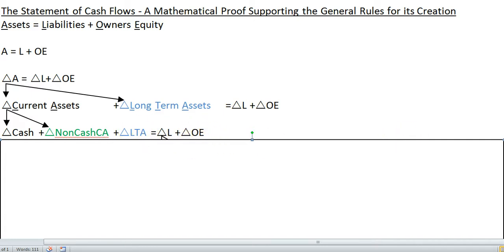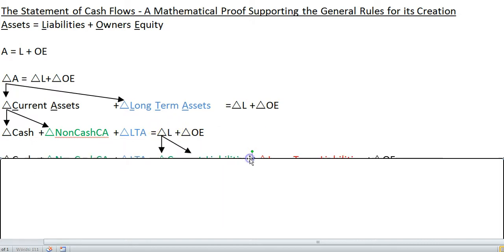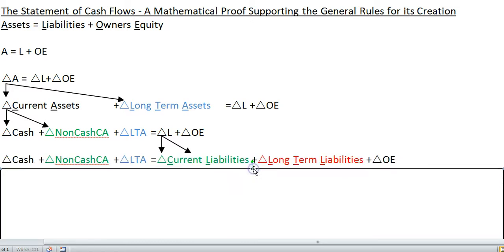Okay, continuing on down. Let's take these change in liabilities and break those out into its two component pieces, the current liabilities and long-term liabilities. Because current liabilities are going to be mainly related to your operations, and long-term liabilities will mainly be related to your financing. You notice I'm color coding these. You'll notice that things that are green are going to be used in your operating activities section. Things that are blue will be used in your investing activities section, and things in red will be used in your financing section as you prepare the statement of cash flows.